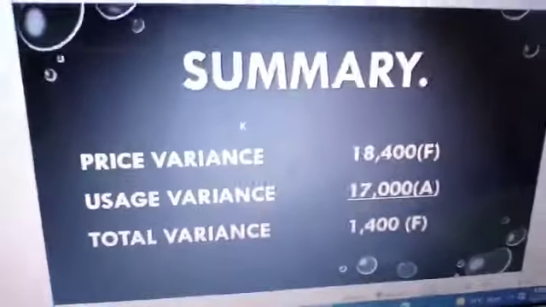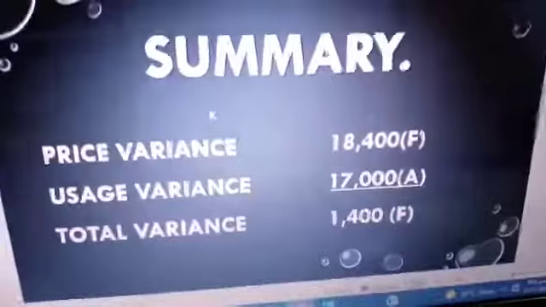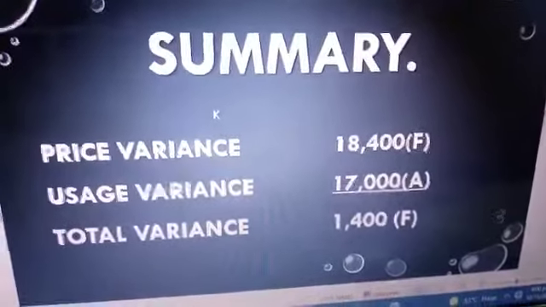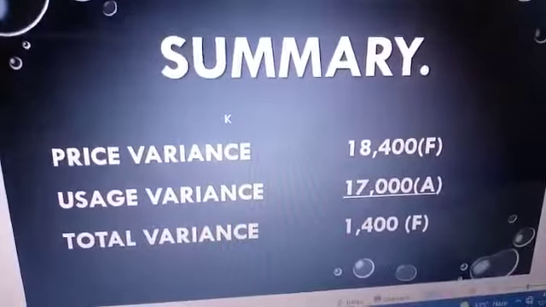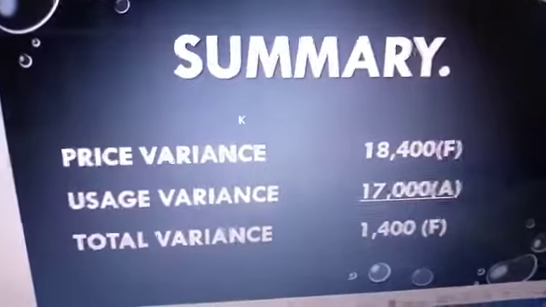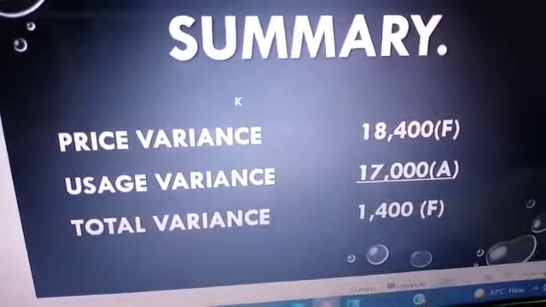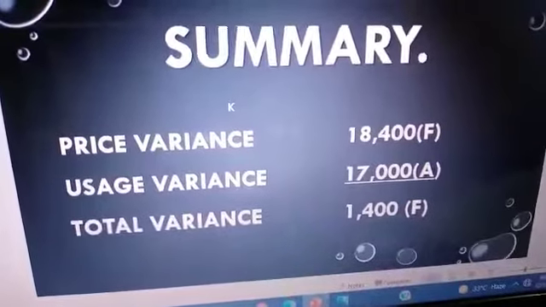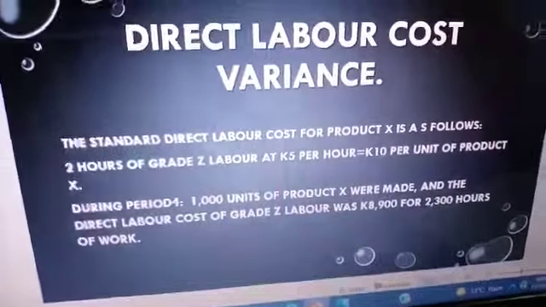Now, there's a summary. There's a sense in which these interface. When you look at the price variance, it's 18,400, already calculated. Usage variance, 17,000 adverse. Total variance, 1,400. So when you look at that, that's a summary of what you actually calculated.